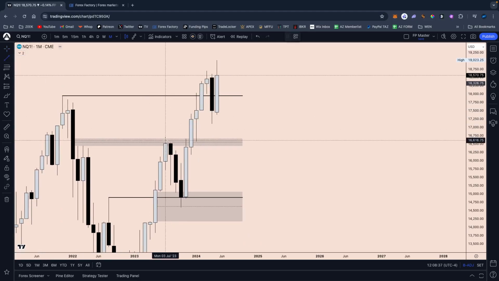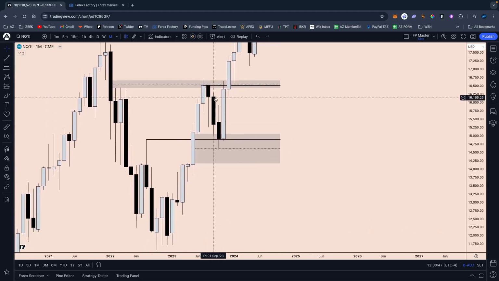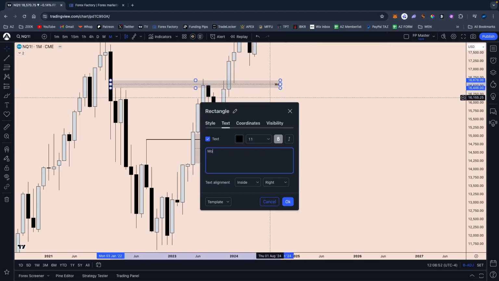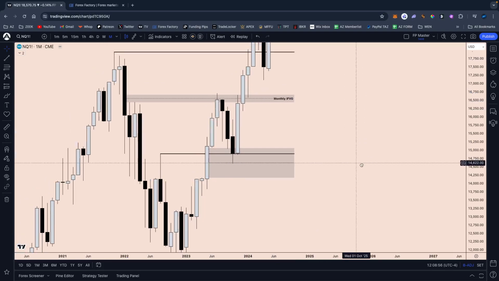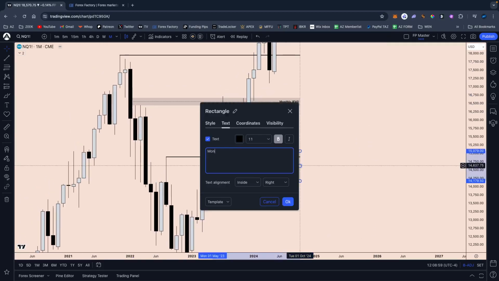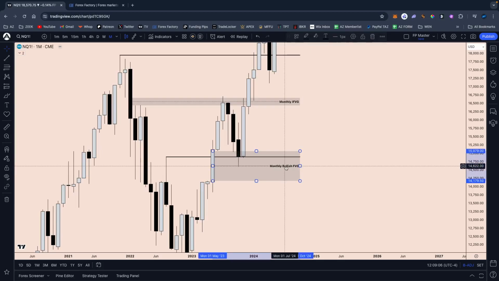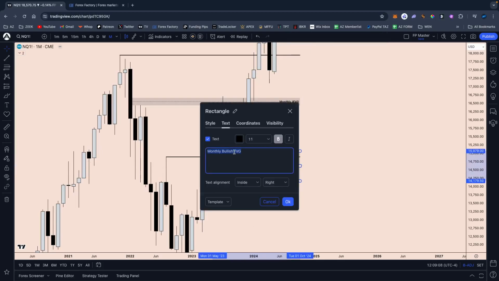We could also always, within an uptrend, look at down closing candles to act as support. We almost saw that support tap right here. So this is our market structure shift level, our monthly inversion fair value gap. Monthly bullish fair value gap. No, let's label it differently and just call it monthly FVG.